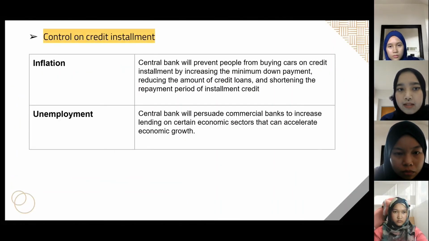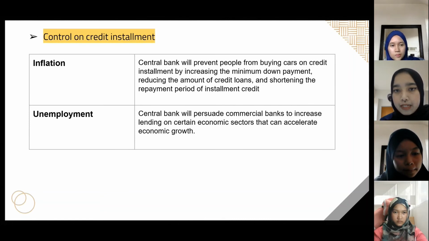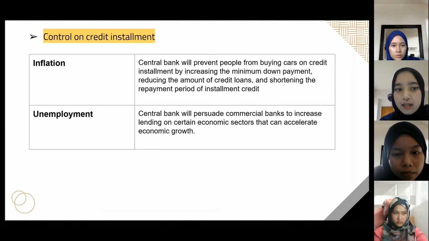Control on credit installment. Inflation: the central bank will prevent people from buying cars on credit installment by increasing the minimum down payment, reducing the amount of credit loans, and shortening the repayment period of installment credit. Unemployment: the central bank will persuade commercial banks to increase lending to certain economic sectors that can accelerate economic growth.